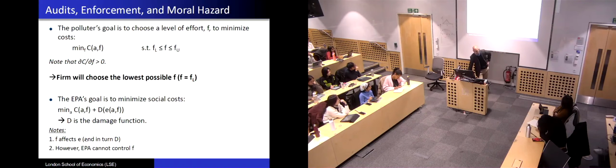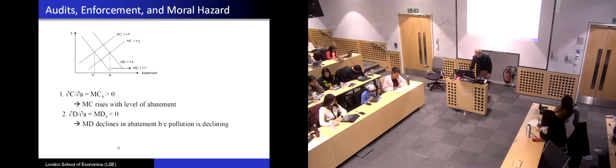So one is the cost for the firm, the private cost, okay? But it also affects the damages, obviously, because it affects emission, okay? But again, EPA cannot control that. It cannot control F, okay? So let's look at this whole thing graphically, okay?